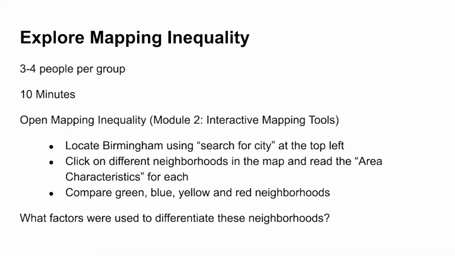The question that I want you to think about while you're exploring this map is what factors were used to designate these different neighborhoods. So this is historical data. When you click on one of those neighborhoods, you get the actual documentation from the organizations that produced these maps as to why they've characterized those neighborhoods that way.